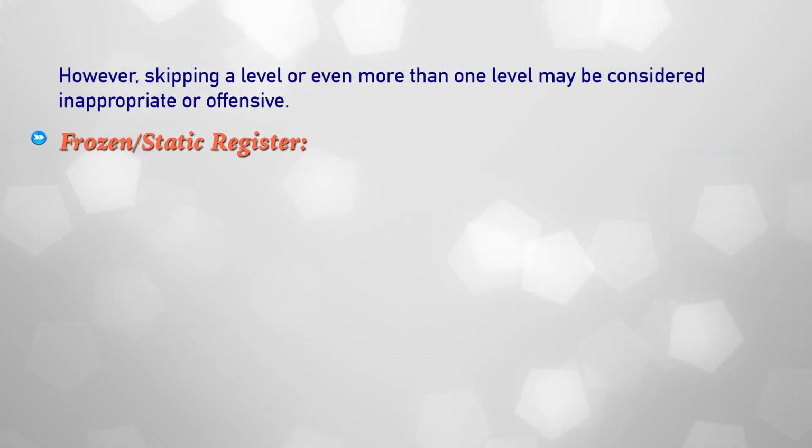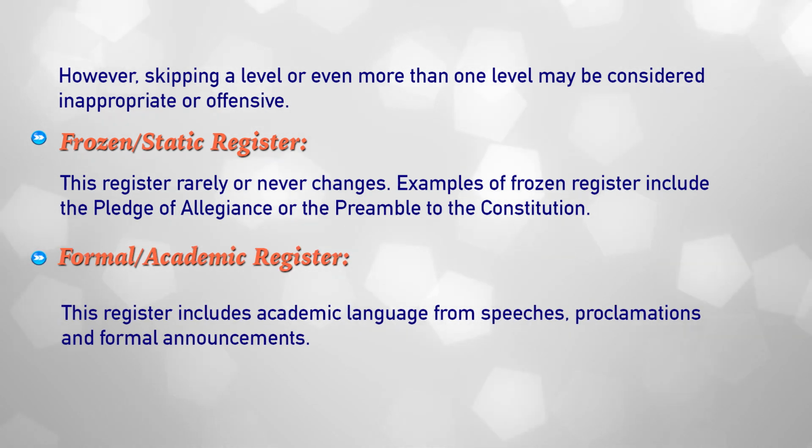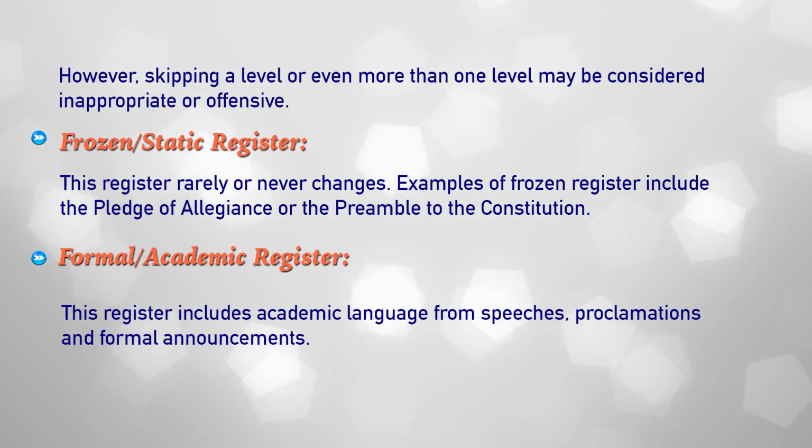So the first register is the frozen or static register. This register rarely ever changes. Examples of frozen registers would be the Pledge of Allegiance or the preamble of the Constitution. Next is the formal or academic register, which includes academic language from speeches, proclamations, and formal announcements.